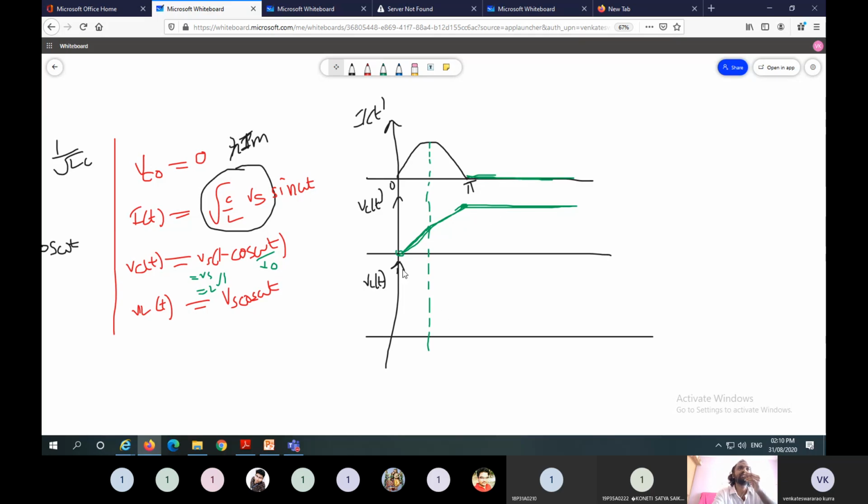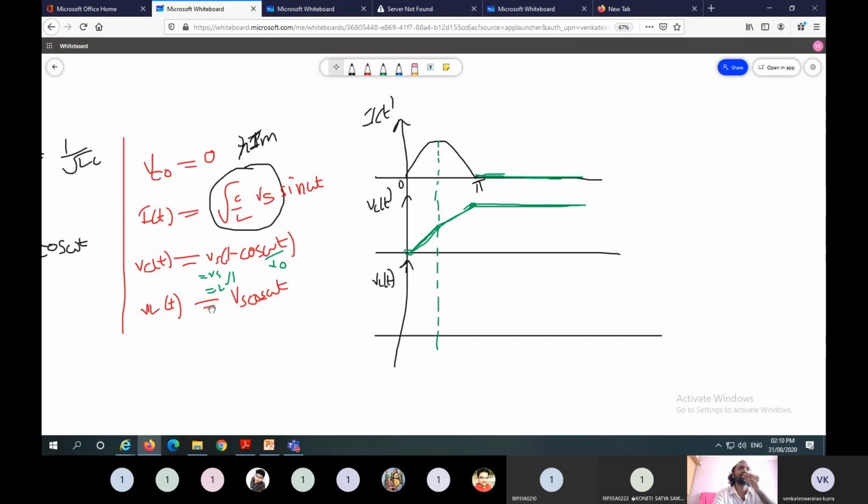Next, coming to voltage across the inductor. This one is Vs cos omega t. At omega t equal to 0, it has maximum value. At omega t equal to 0, cos 0 is 1, so it is Vs. At 90 degrees, 0. Next at 180 degrees, minus Vs. So this is the voltage across the inductor.